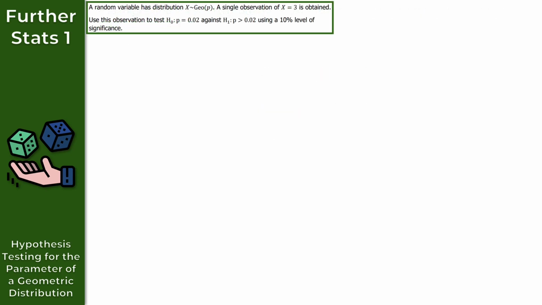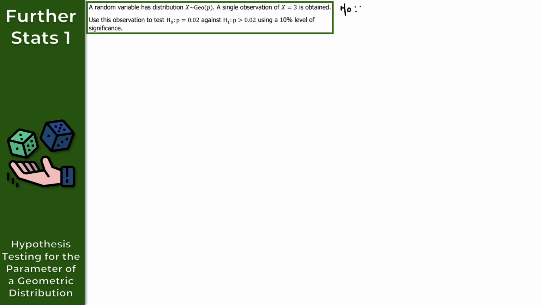Let's get started then with question 1. For question 1, we have a random variable X which follows a geometric distribution with parameter p. We're then told that a single observation of x equals 3 is obtained, and we want to use this observation to test p equals 0.02 against p being greater than 0.02 using a 10% level of significance. So the first thing I'm going to do is just rewrite the hypotheses.